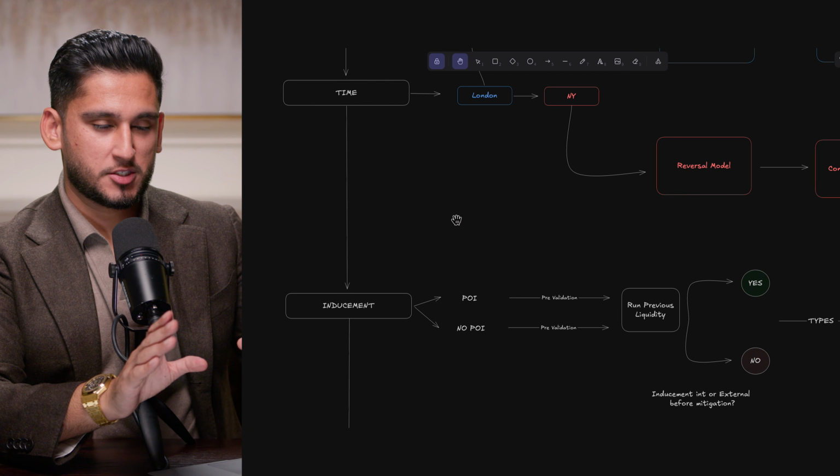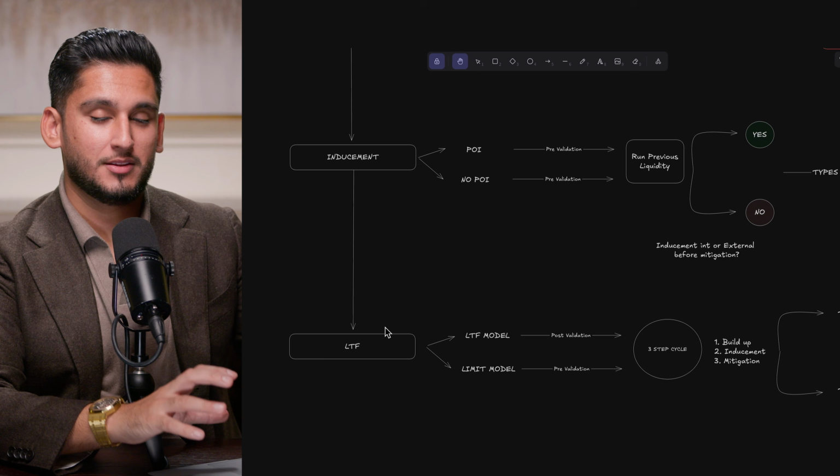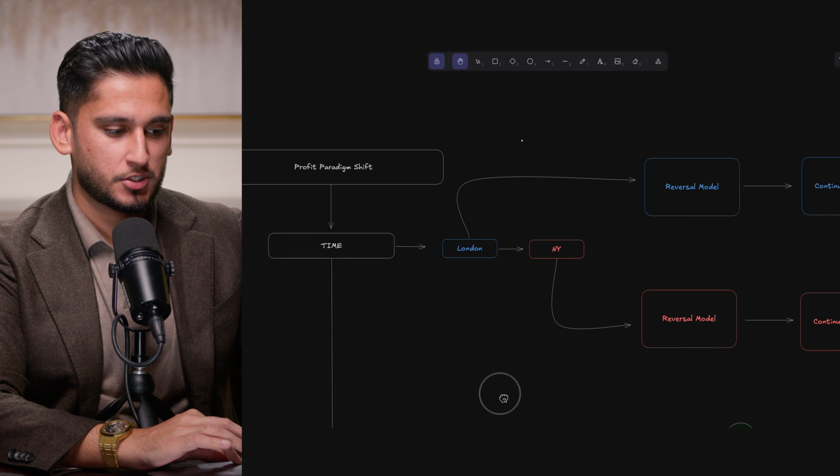So in the last video, I started to break down exactly this, that we have a time, inducement, and lower time frame trinity. This is the foundation. Off all of this, you build trade models. But when we take a closer look, there are certain important things that we have.